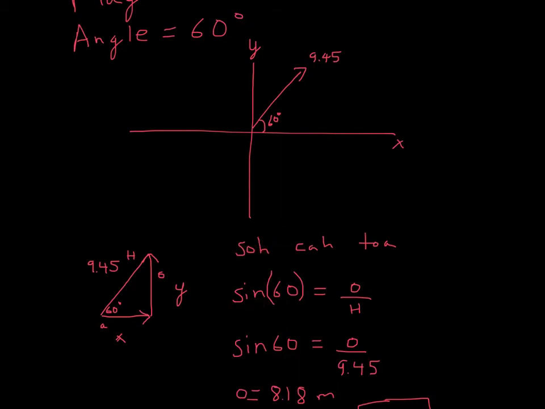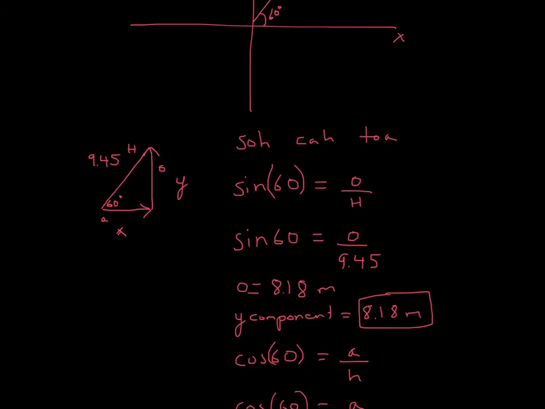So we do sine of the angle, which is 60, equals opposite over hypotenuse. So we just fill in any information we know. We know that the hypotenuse is 9.45, so we plug that in. And now all we do is solve. So we multiply each side by 9.45, and we get 8.18. So once again, this is the opposite side, and the opposite side is the y component. So the y component is 8.18.